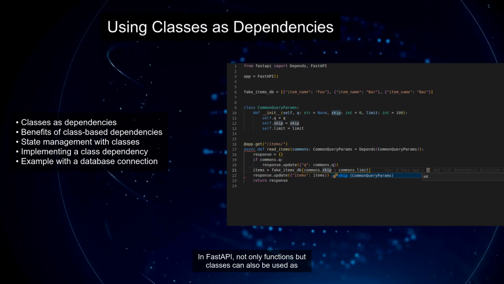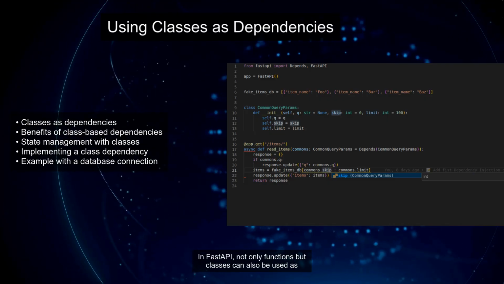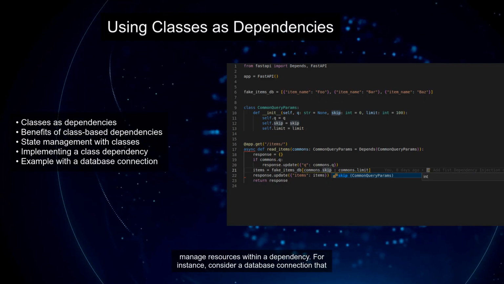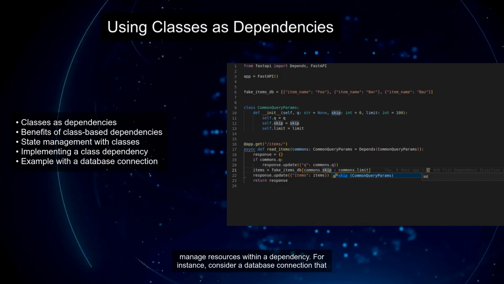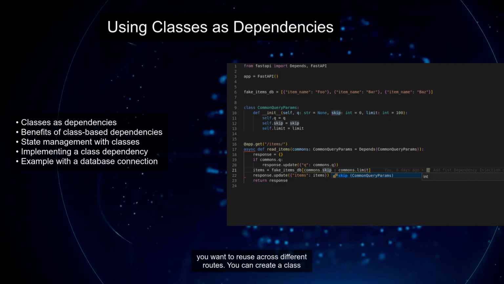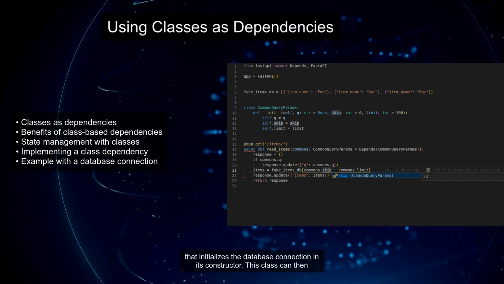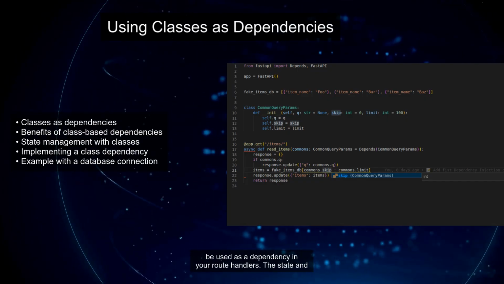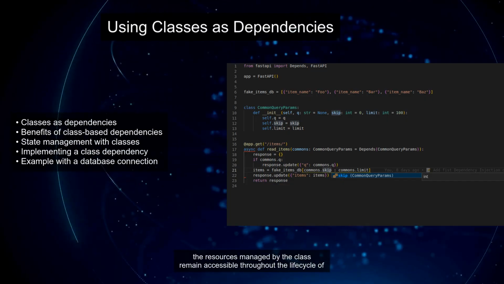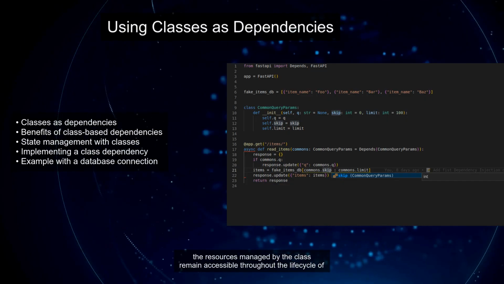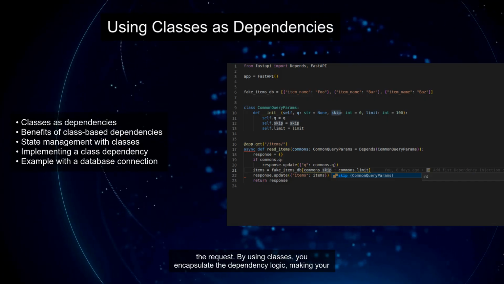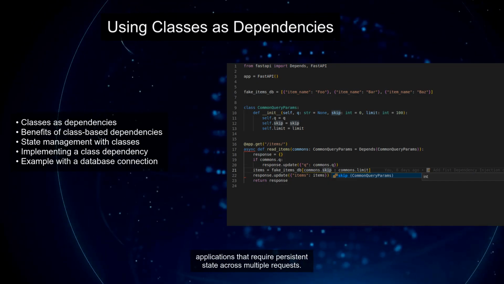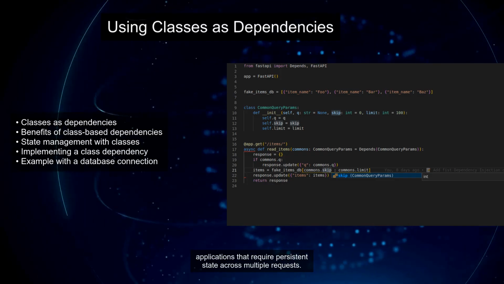In FastAPI, not only functions but classes can also be used as dependencies. This is particularly useful when you want to maintain state or manage resources within a dependency. For instance, consider a database connection that you want to reuse across different routes. You can create a class that initializes the database connection in its constructor. This class can then be used as a dependency in your route handlers. The state and the resources managed by the class remain accessible throughout the lifecycle of the request. By using classes, you encapsulate the dependency logic, making your code more organized and modular. This pattern is particularly beneficial for complex applications that require persistent state across multiple requests.